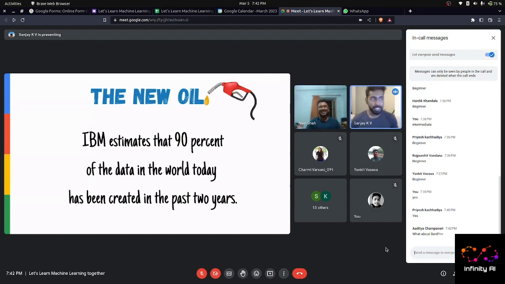So let's come back to the picture. We have the slide over here. The thing we are discussing is data. Machine learning is nothing without data. The last 2 years was the time when the most data has been created. IBM estimates that 90% of the data in the world has been created in the past 2 years, and that is pretty huge. Let's have a look at what kind of data they are talking about.